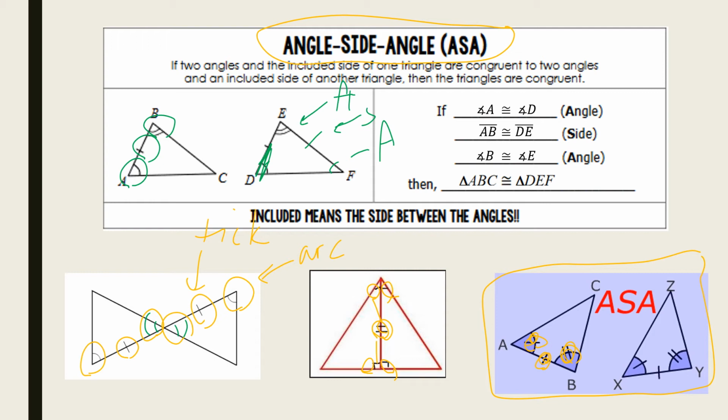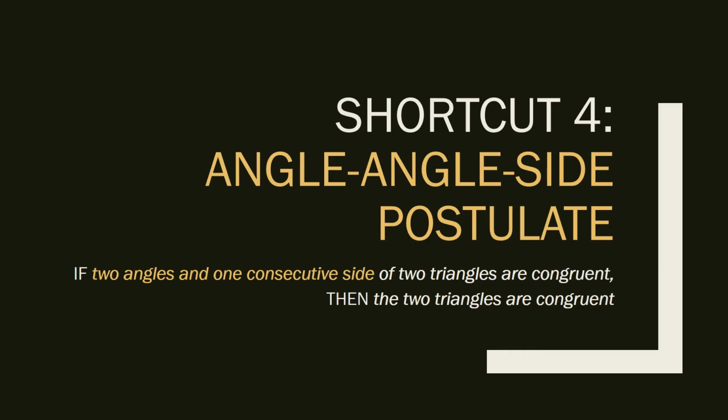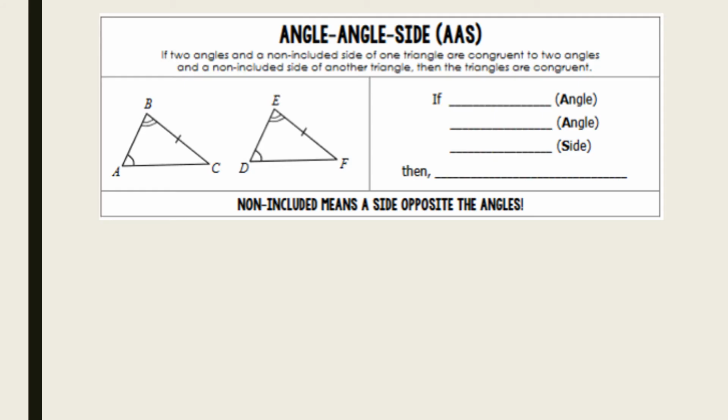You did not have to skip over anything in order to make it all the way through. However, looking at a different one, which will be this one, the angle, side, angle postulate: if two angles and one consecutive side of the two triangles are congruent, and consecutive means one right after the other, then the two triangles are congruent. So we look at this.